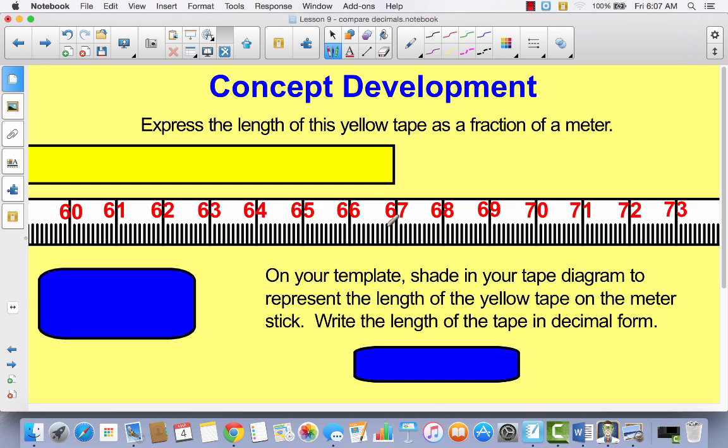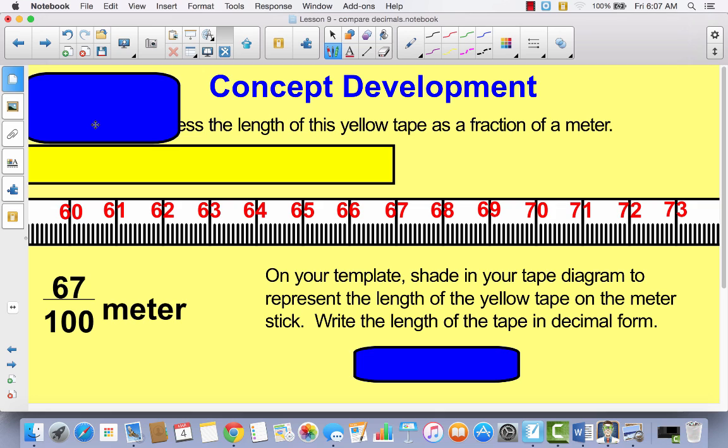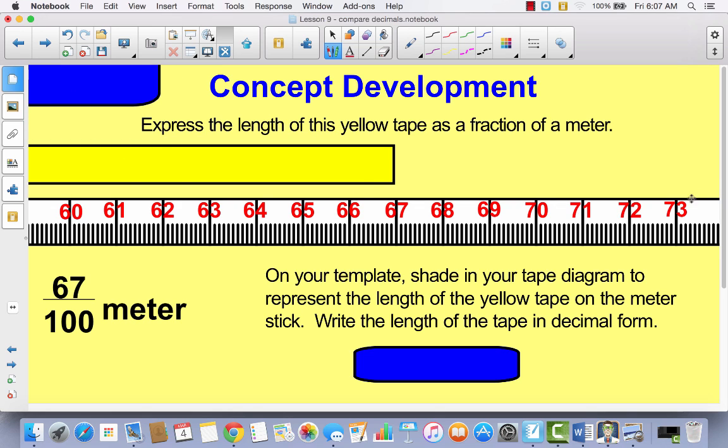Well, we have 67. So if we wrote that as a fraction, these are actually centimeters, and there's 100 centimeters in a meter. So as a fraction, this would be 67 hundredths of a meter. Okay, there's 100 centimeters on a meter stick, and we have 67. So we have 67 hundredths of a meter. On your first template, I want you to shade in your tape diagram to represent the length of the yellow tape on the meter stick.